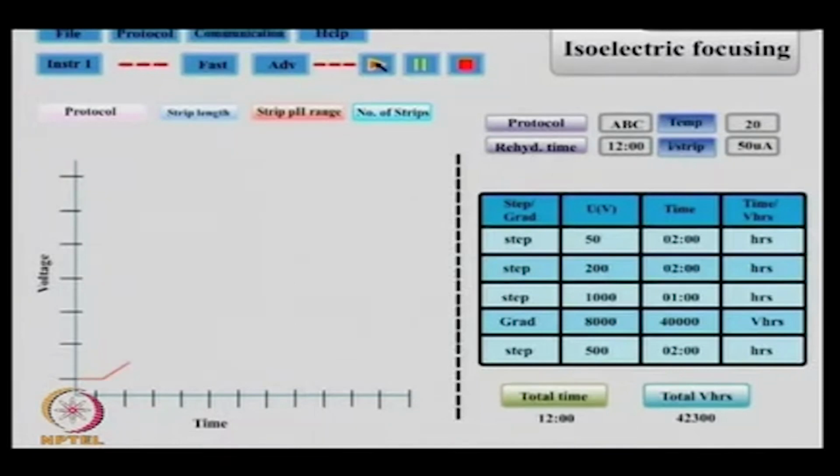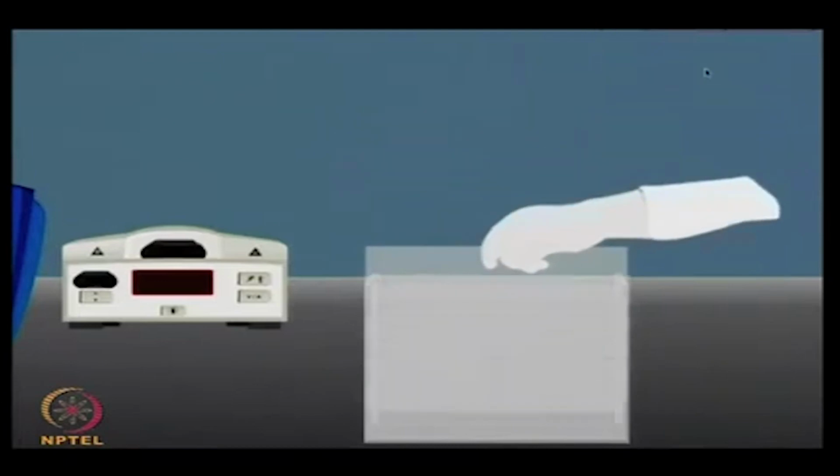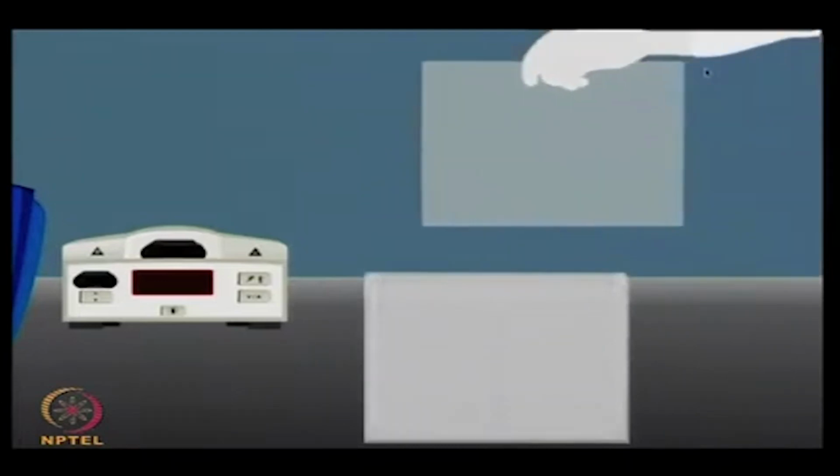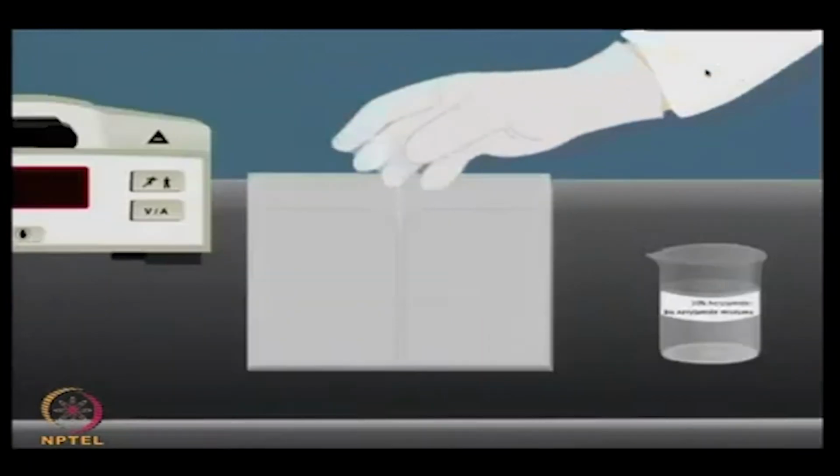You can monitor the focusing progress on the software, and you need to ensure that focusing is proper. During the IEF, proteins will migrate along the strip and come to rest at a point when their net charge becomes 0, which is known as their isoelectric point. After the IEF is done, we need to separate the proteins in the second dimension on SDS-PAGE. Remember, in between you have to do the equilibration of the strip as well.